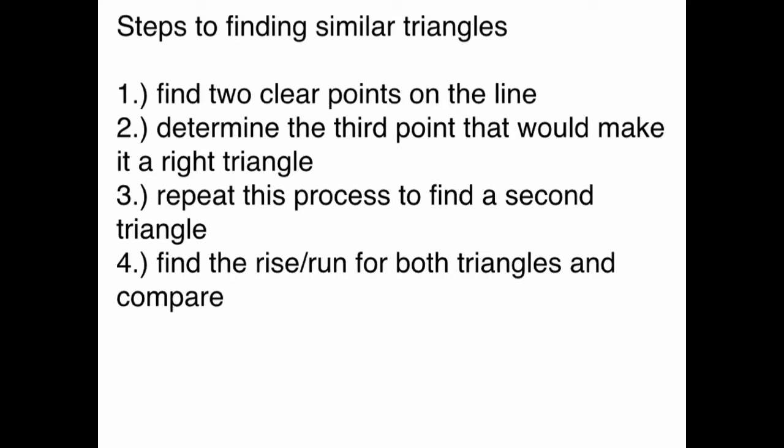Okay, our steps to finding similar triangles. The first step is to find two clear points on the line that you've either graphed or that's been provided for you. The second is to determine a third point that would make it a right triangle. And again, if I just had this line, and let's say I picked these 2 points, well, I want it to be a right triangle, so I know it's going to fall where the vertex of a right triangle would be.